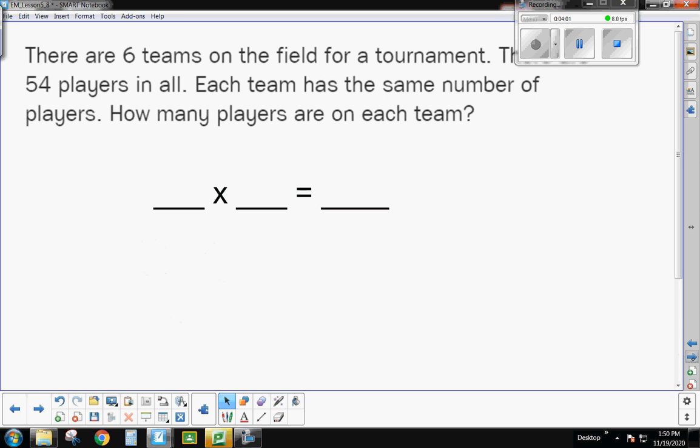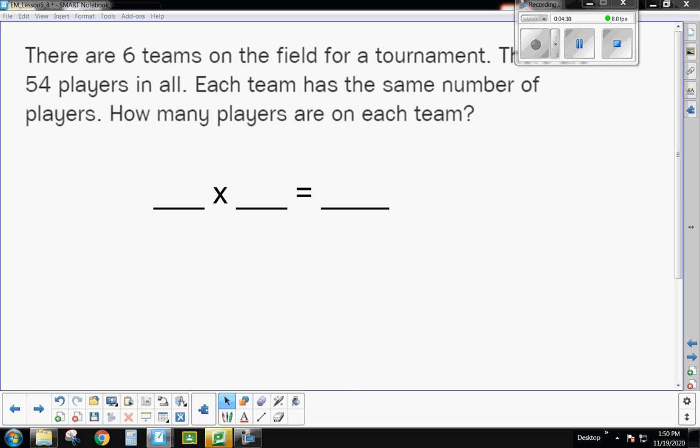All right, so let's look at some problems. I'm going to give you some word problems, and we're going to create a number model with a missing factor. Okay, so it says there are 6 teams on the field for a tournament. There are 54 players in all. Each team has the same number of players. So how many players are on the team?